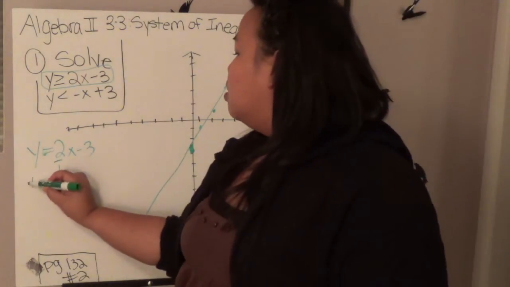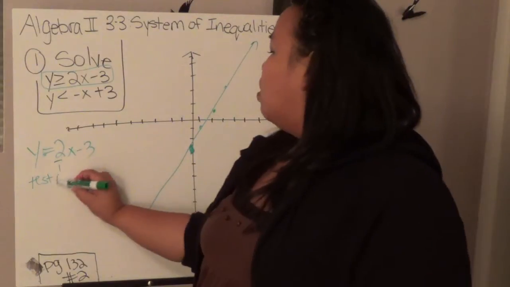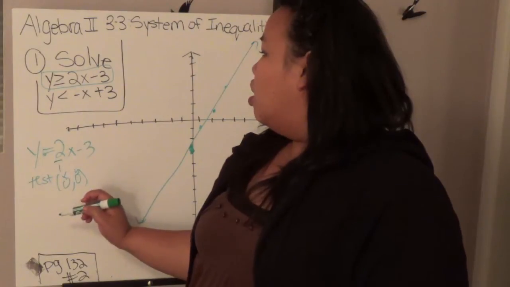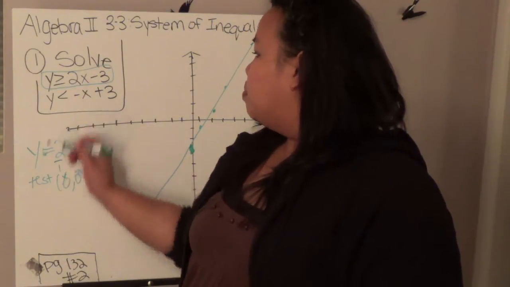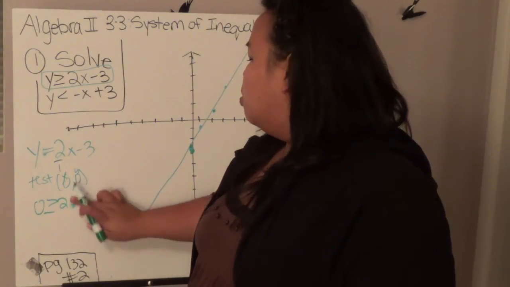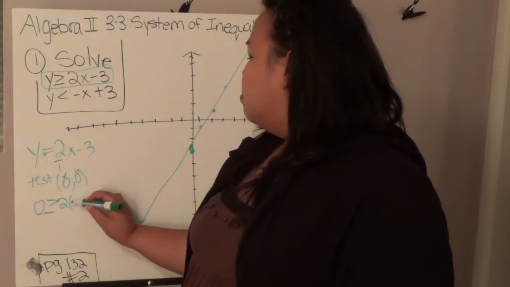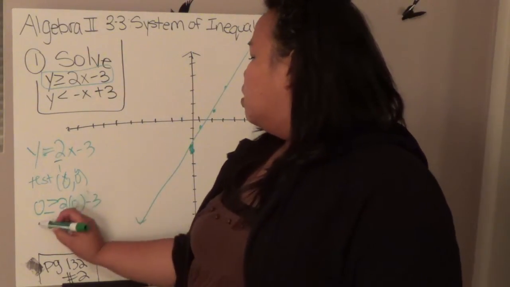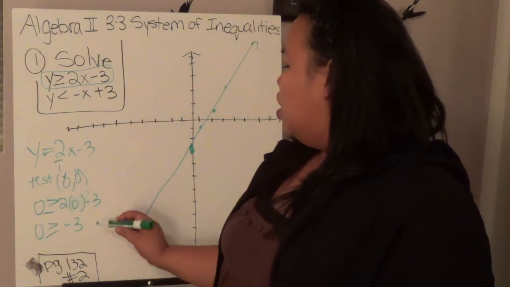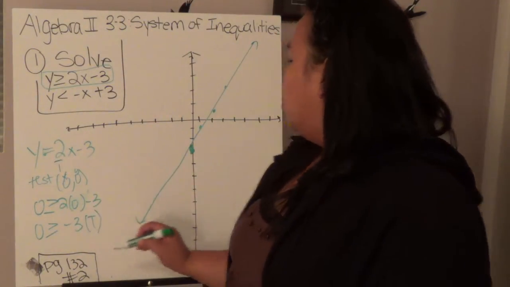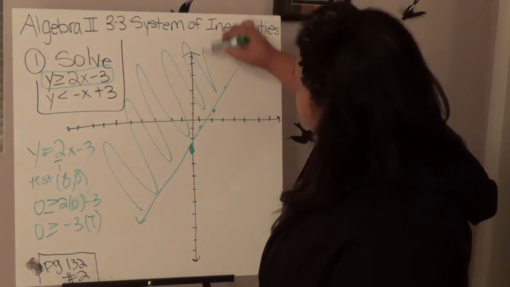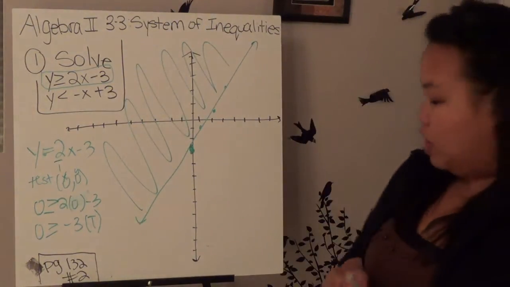We're going to test, because 0, 0 is not on the line, we're going to test 0, 0 into the original equation. So this is my x and this is my y. Okay? I'm going to test 0 is greater than or equal to 2 times 0 minus 3. So 2 times 0 is 0, minus 3 is negative 3. Is 0 bigger than negative 3? That's true. So here's 0, 0. I'm going to go ahead and shade this side of the graph, right? So that should have been review.